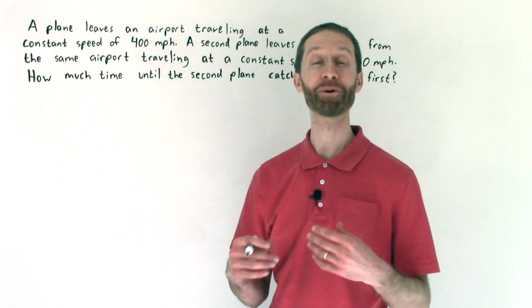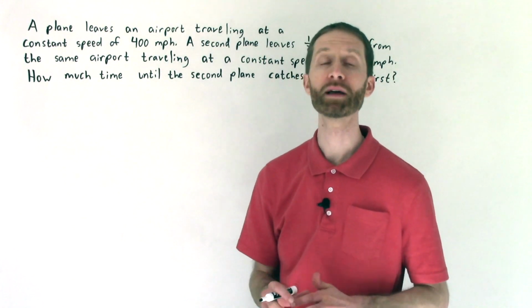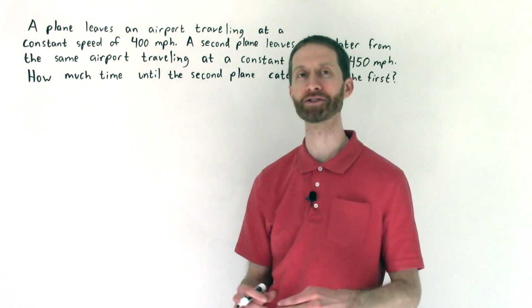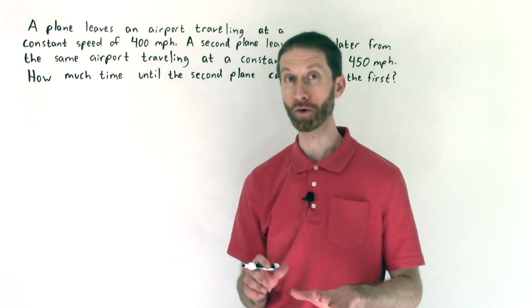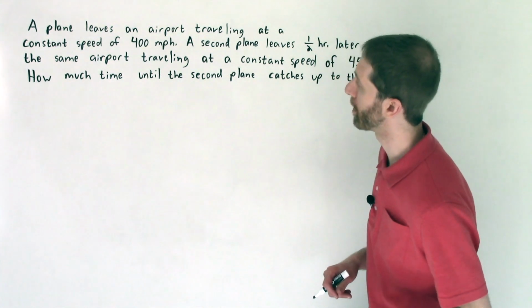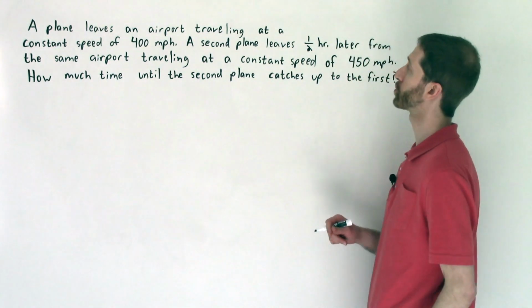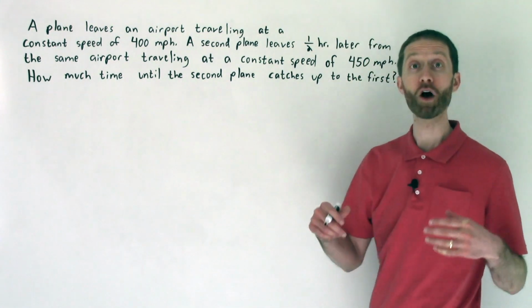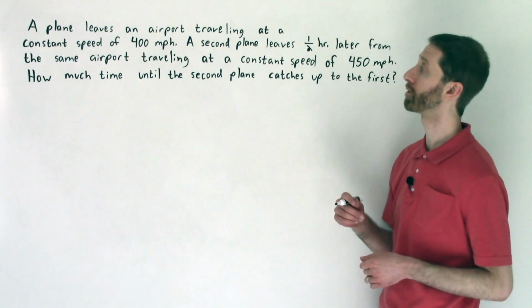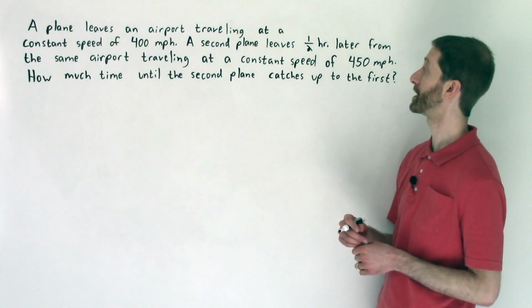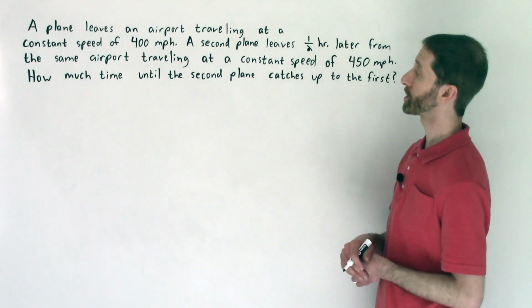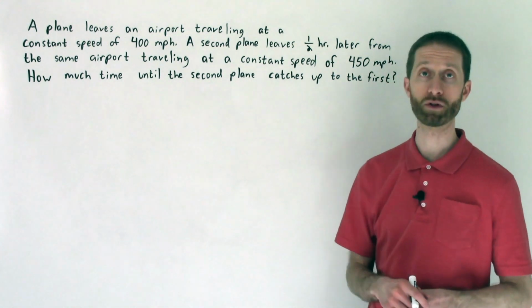All right, what we have here is a classic word problem, and it is one that has challenged students for years and generations. We are going to make this easier than it has ever been before. Let's do it. So we're given a word problem when it says that a plane leaves an airport traveling at a constant speed of 400 miles per hour. A second plane leaves 1/2 hour later from the same airport traveling at a constant speed of 450 miles per hour. How much time until the second plane catches up to the first?